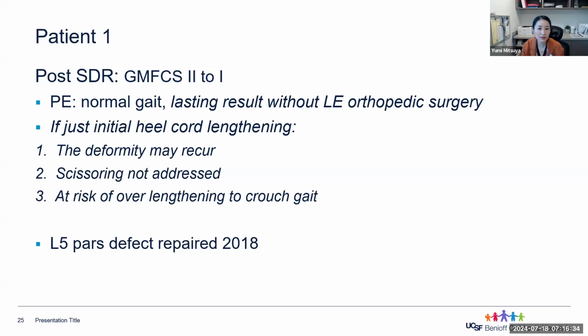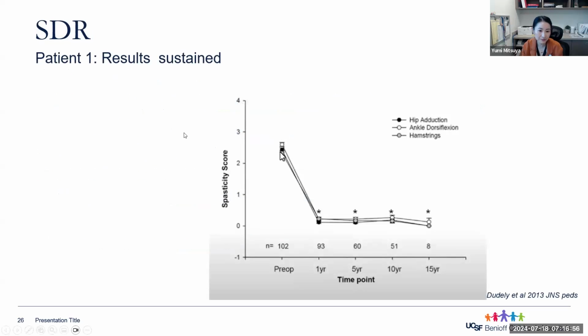And if we had gone with the heel cord lengthening instead, we may have risked over lengthening at the Achilles, leading to development of a crouch gait. It wouldn't have addressed the hamstring or adductor tone. And with spasticity still an underlying problem, the plantar flexion contracture may have recurred over time. He did have an L5 pars defect that required repair as a teenager that Dr. Sun will touch on in a later slide.